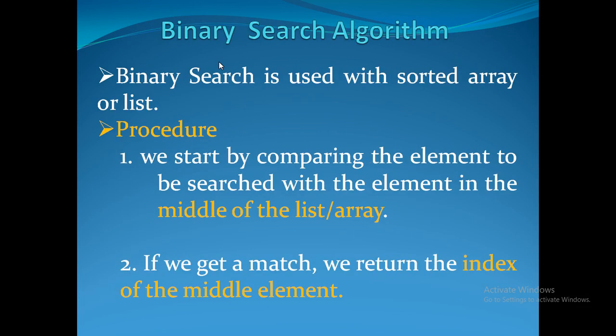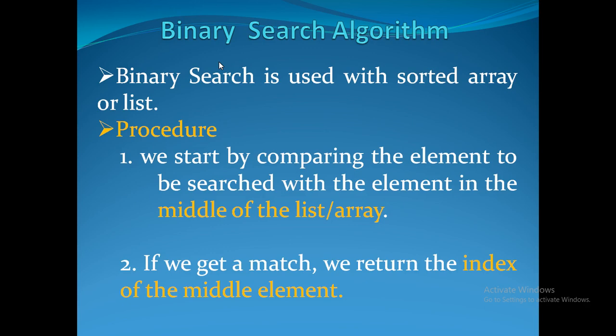Next, the important thing is the binary search algorithm. The main difference between linear search and binary search is that binary search is used with a sorted array or list. Sorted elements in the sense, elements should be arranged in either ascending order or descending order. So an ordered list of elements is needed for doing this binary search.